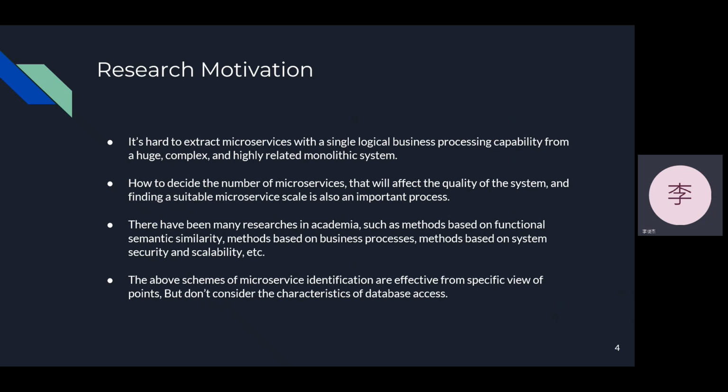There has been much research on this topic, such as methods based on functional similarity, methods based on the business process, and methods based on system security and scalability. Both schemes of microservice identification are effective from a specific viewpoint, but do not consider the characteristics of database access. Because the database per service pattern is important in the microservice field, this study proposes a new way and an assistant tool to identify microservices based on the database access records.